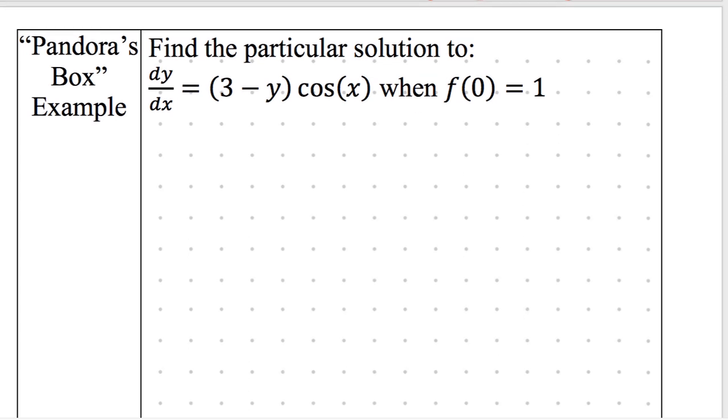All right, Pandora's box. Find that particular solution to this equation. Let's see if we can be more conservative about our space. So let's do step 1, which is to separate. I'm just going to write 1 instead of writing out the word separate. When I separate, what is my equation?